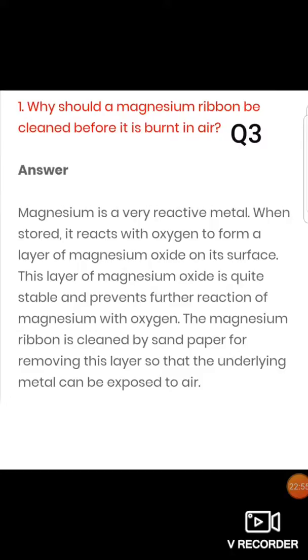So when magnesium is exposed to air, the oxygen settles on it and the reaction is not possible. If you want to burn the magnesium ribbon, it won't burn as it should. So the oxide layer which is settled on the magnesium ribbon has to be removed by cleaning it with a sandpaper, and then you can do the experiment of burning the magnesium ribbon, which gives a white product after burning.